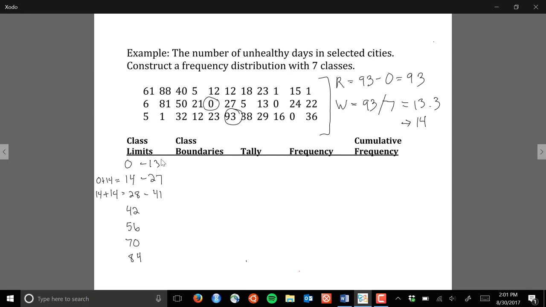The other way of doing this is that once you find the very first upper class limit, you can once again simply add the class width to each of the subsequent upper class limits. So if you notice here, if we have 13 and we add the class width of 14 to it, we get 27. If we take 27 and we add 14 to that, we get 41. If we have 41 and we add 14 to that, we're going to get 55. 55 plus 14 is going to be 69. 69 plus 14 is going to be 83. And 83 plus 14 is going to be 97.